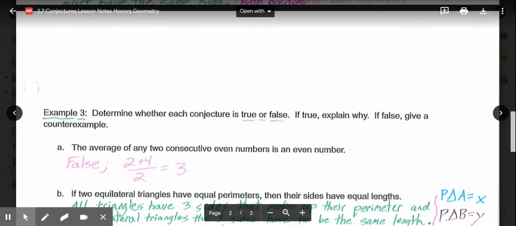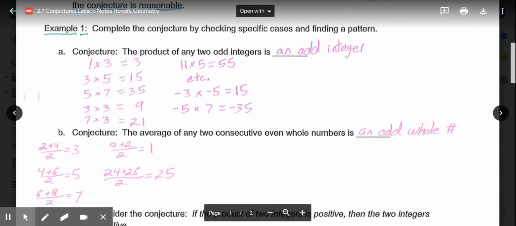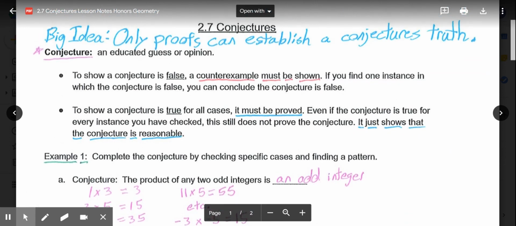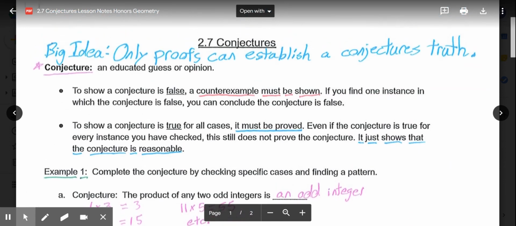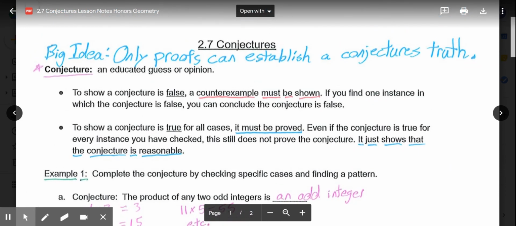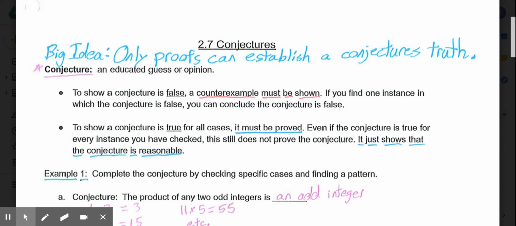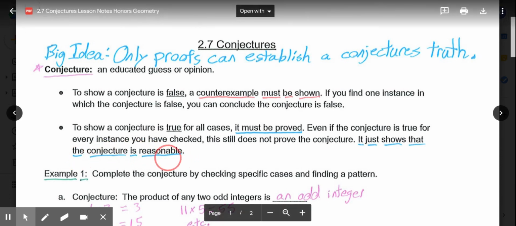So the main idea for this lesson, laying the foundation with conjectures being true or false, goes back to this idea that if it's false, you need a single counterexample. And if it's true, it must be proved, which we'll look at how we do using proofs in the future. And if we're just looking at patterns and many different instances, but we have not tried them all, then we are showing the conjecture is reasonable.